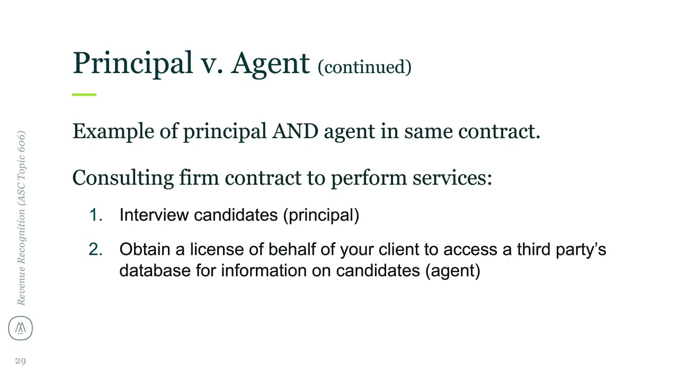So here's an example of when you might have performance obligations as a principal and as an agent. Say you're an HR consulting firm and you have a contract with a specific client where you are going to do two things. One, you perform services such as identifying and interviewing candidates. Number two, you obtain a license on behalf of the customer to access a third party's database, which will allow your client to find information on the potential candidates. In this case, the third-party database bills your entity on behalf of the customer, and you in turn bill the client. In this particular example, you are a principal in the recruiting services, as you are the one performing those services and no other party is involved.